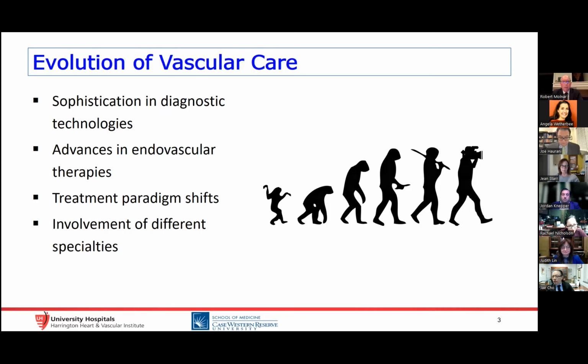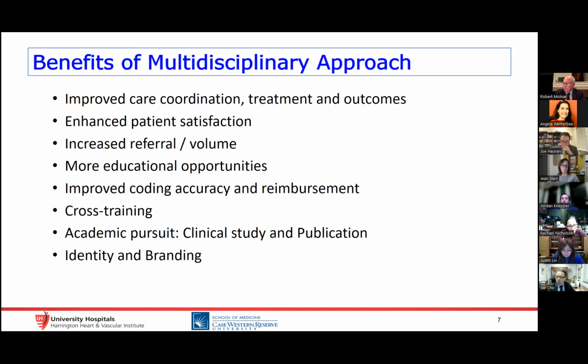Aside from the direct patient impact, other benefits include cross-training. Trainees and faculty alike benefit from increased case volume, case complexity, and exposure to techniques and skills that are not necessarily unique to their own specialty. Our vascular surgeons and trainees have experienced a variety of techniques used by, for example, cardiac surgeons or cardiologists or even podiatrists that they would not have been exposed to otherwise.